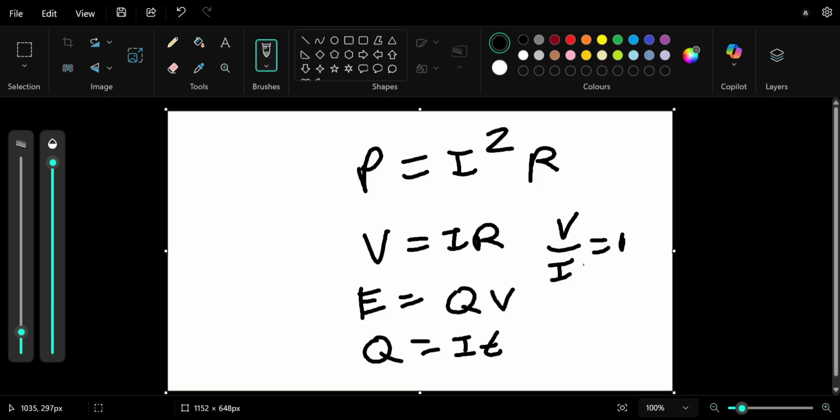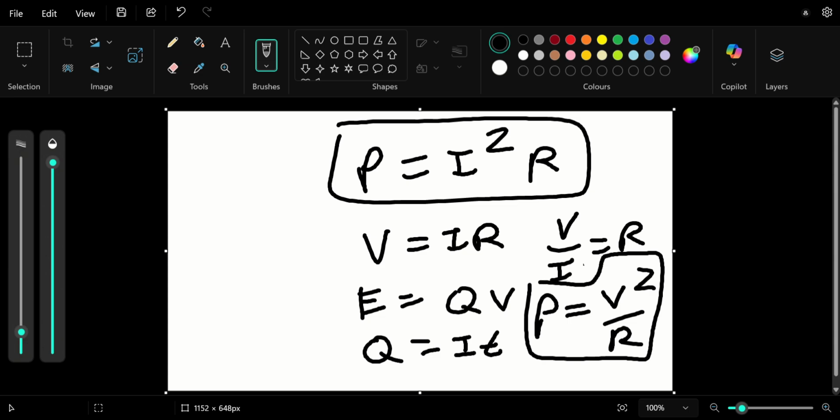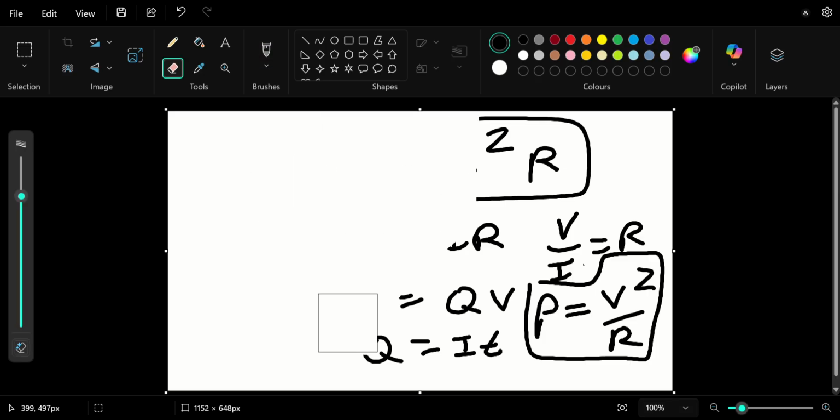We can also say power is V squared over R. So these two equations are pretty critical, but you can use either one to figure out the power dissipated over an object or component in the system. Let's take a look at a question.